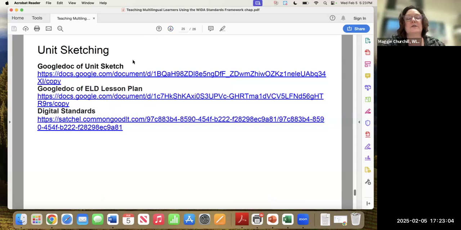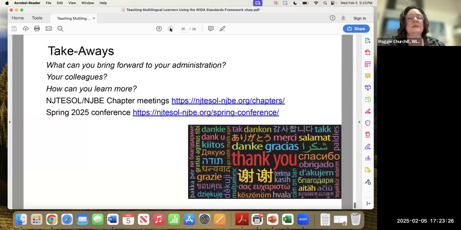So here are some links to get to those documents. This is a link to that blank unit sketch. This is a link to a blank lesson plan. And again, there's those digital standards again. You have that already. That's definitely something you can use for now until your district gets that, but I would move this one forward because that needs to be in everybody's hands and not just in our hands.